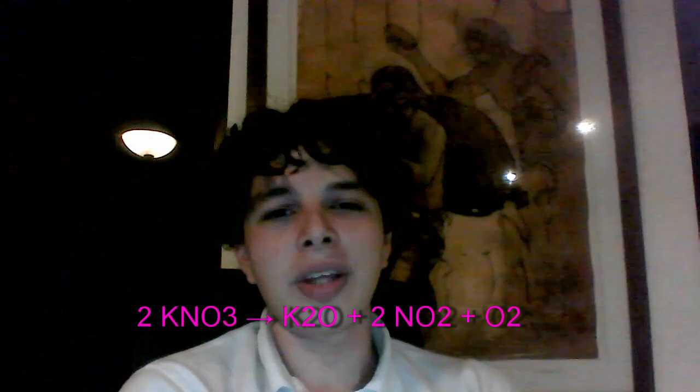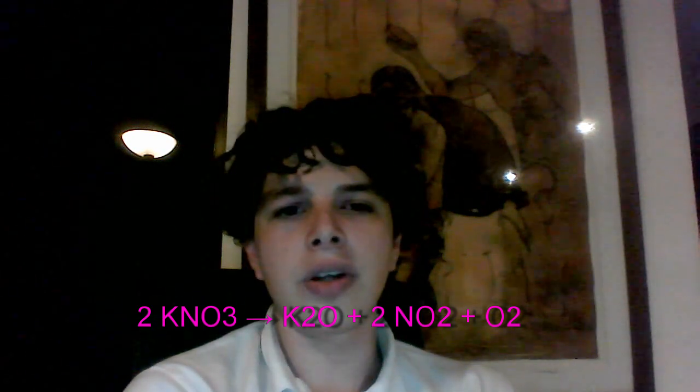The chemical reaction of this process goes as follows. When two molecules of potassium nitrate undergo a chemical reaction, they transform into one molecule of potassium oxide, two molecules of nitrogen dioxide, and one molecule of oxygen gas.